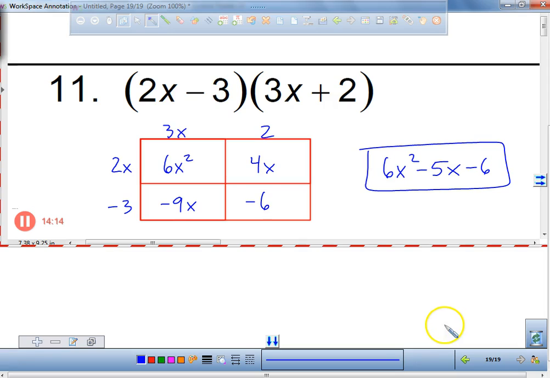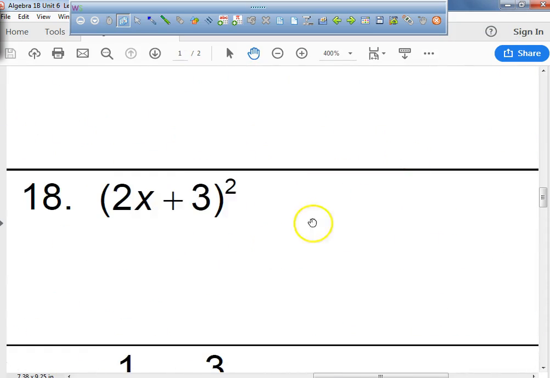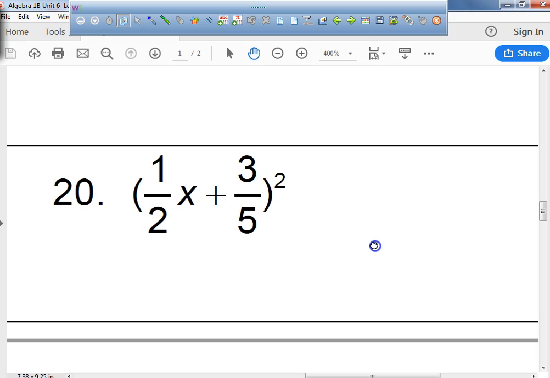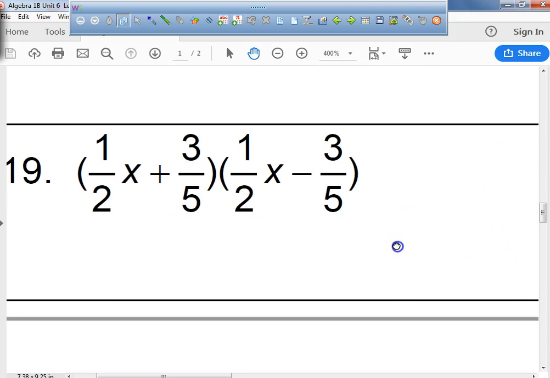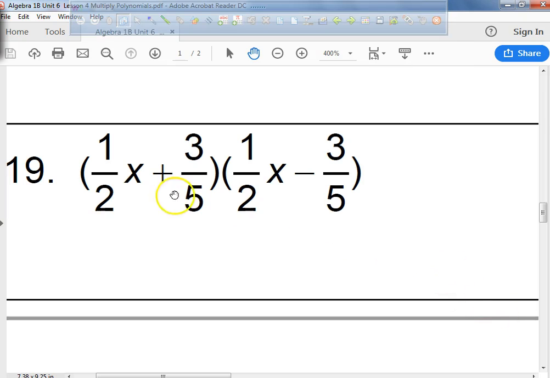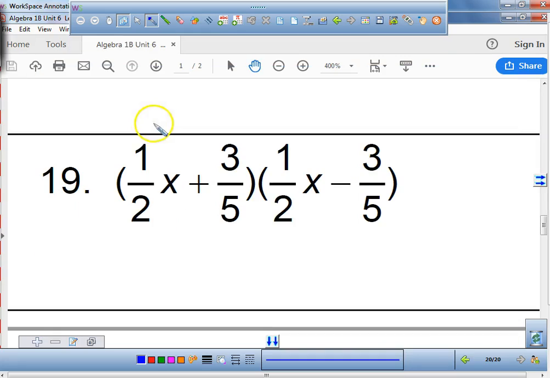Now, we're going to do one more problem together. Actually, we'll do two. Let's do a fraction. Is 19 a fraction? Yes, it is. All right, we're going to do number 19 the FOIL method way, and we'll do number 20 the rectangular method. I'm just going to set it up. You guys go ahead and do number 19 on your own.